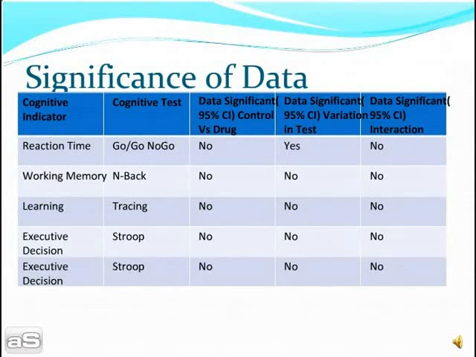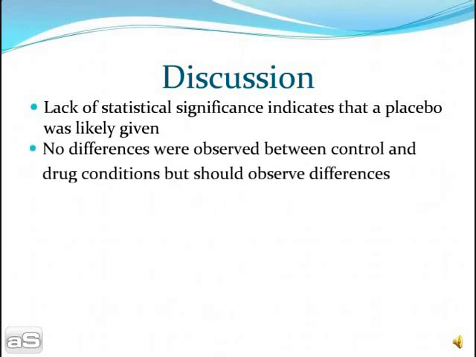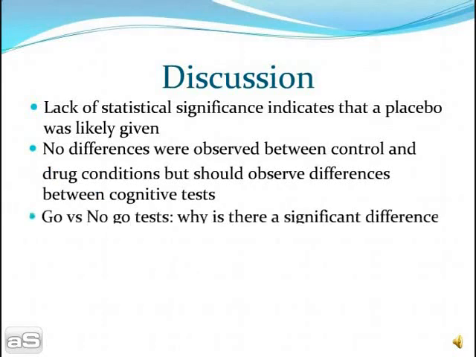There was no significant difference in percent correct between the 2 and 3 back conditions of the working memory test, or the percent correct and reaction time for the congruent and non-congruent data of the executive decision. A placebo may have been given based on a lack of statistical significance. No differences were observed between control and drug conditions, but differences should have been observed between cognitive tests.